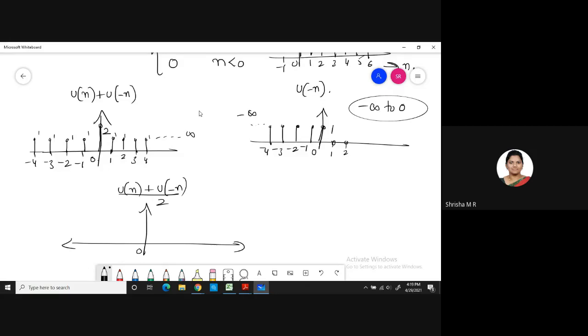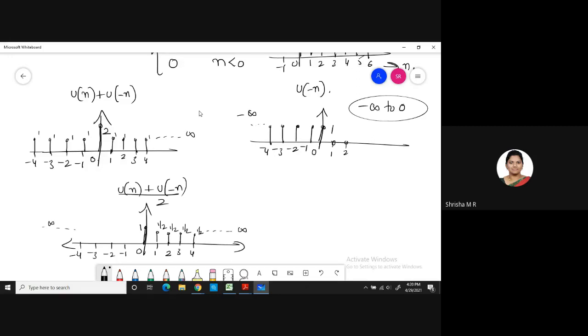At 1, ma'am. At 2, you will have amplitude of 1. At 1, you'll have 0.5. At 2, 0.5. At 3 also 0.5. At 4 also 0.5. It will go on up to infinity. Similarly, on the negative side of n, that is -1, -2, -3, -4, and so on up to minus infinity.